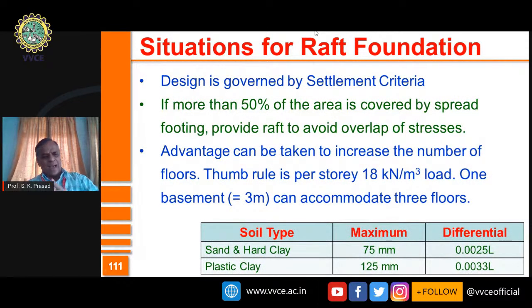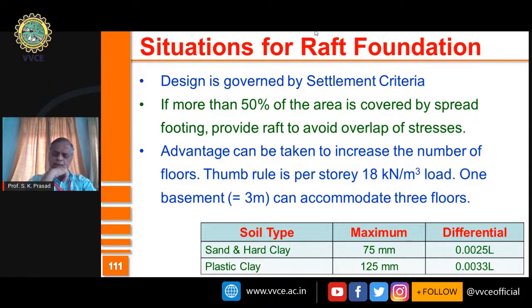I just would like to add here that these are the three major issues which will force a designer to go for a raft foundation. One is, as I said earlier, settlement. Permissible settlement as per the Indian standards, IS 6403 you can take, for different types of soils is given here. One is the maximum settlement and another is differential settlement. Both of them should not exceed the tolerable limits.